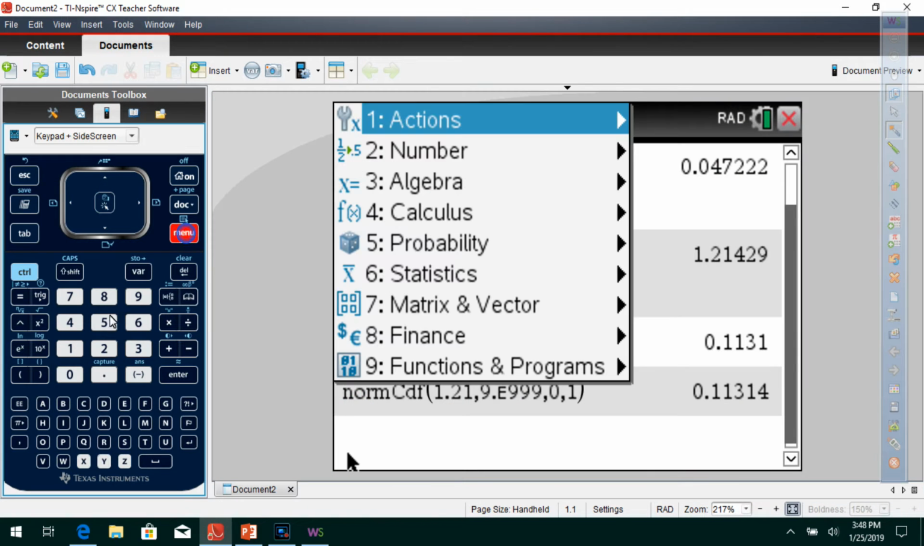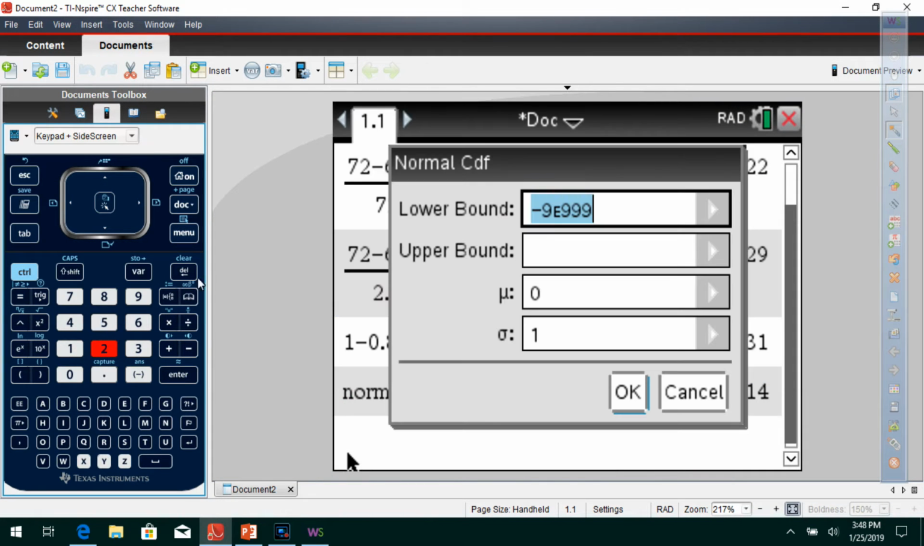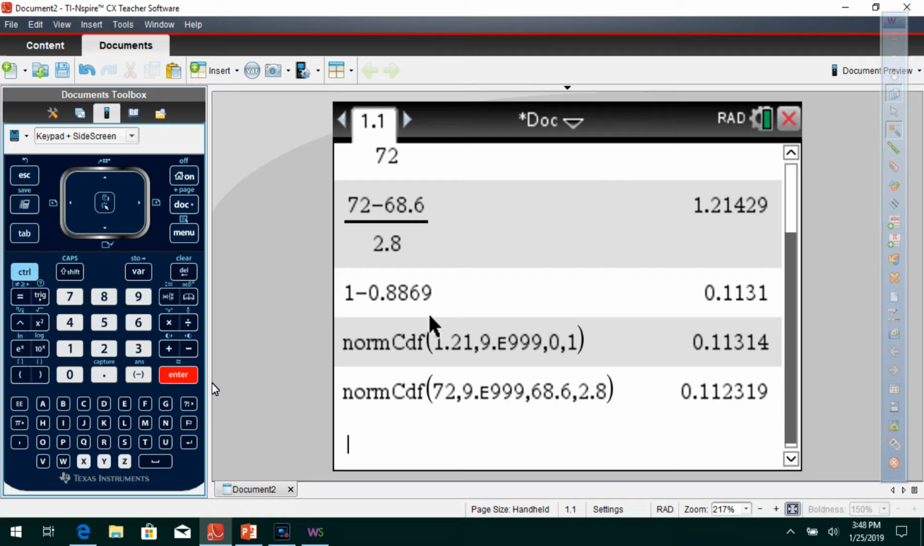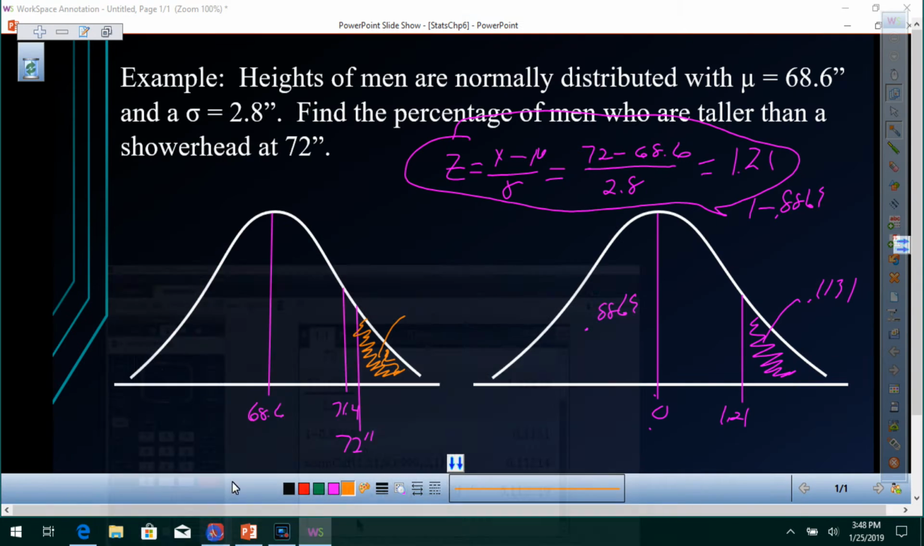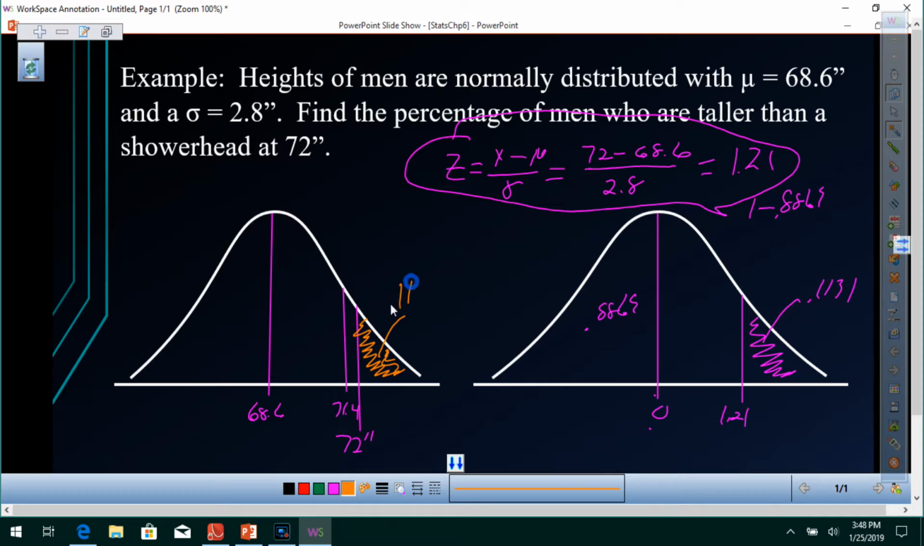We're going to go back here, menu 552. Our lower bound is going to be 72. Our upper bound is going to be positive infinity, 999. Our mean is 68.6. Our standard deviation is 2.8. Press enter. 0.1123. So with technology, we're a little bit more precise.